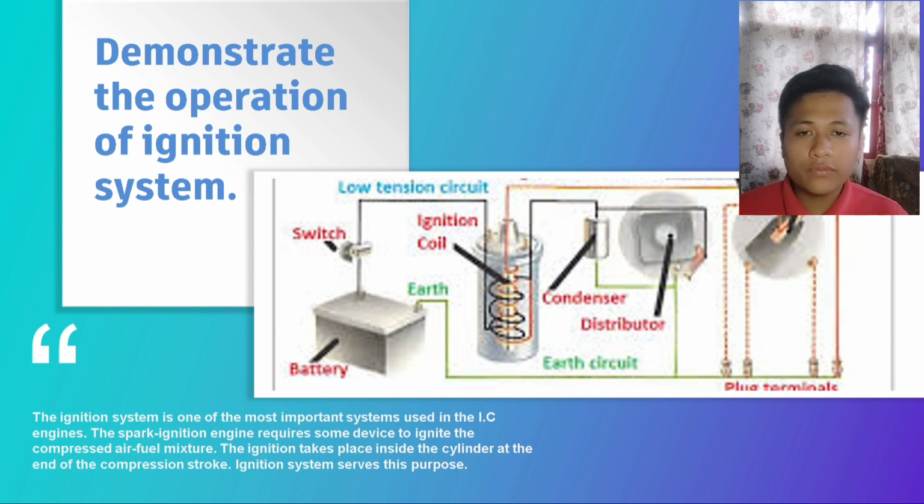There are three types of ignition system. Battery ignition system or coil ignition system. Second one, magneto ignition system. Third one, electronic ignition system. Both the ignition systems work on the principle of electromagnetic induction.